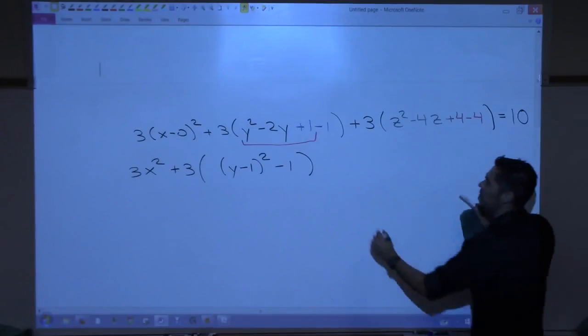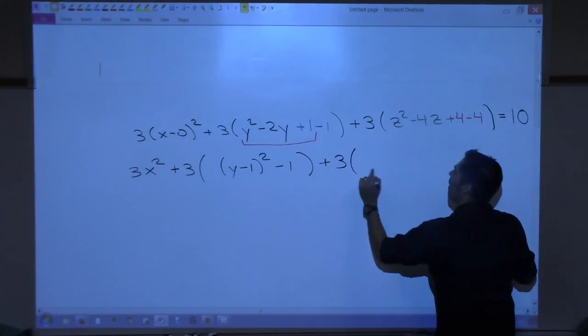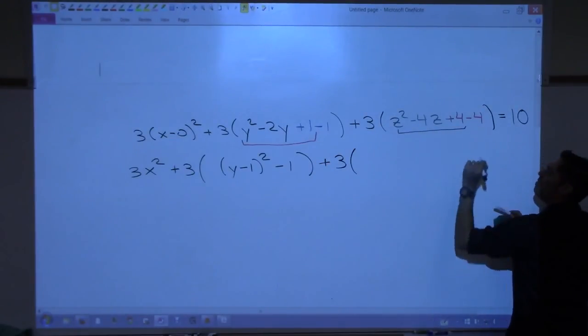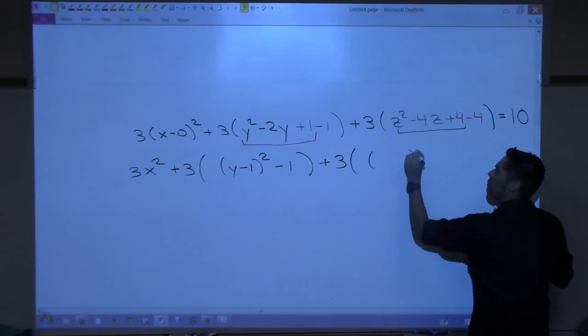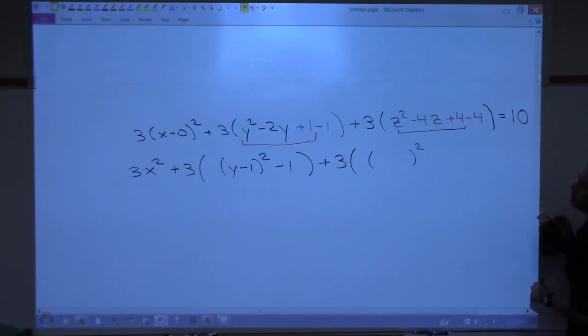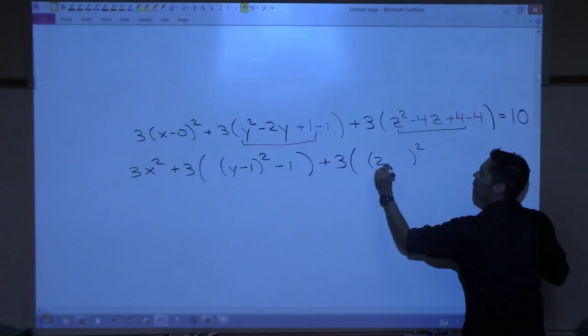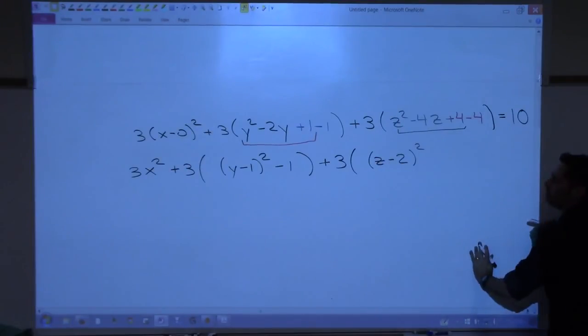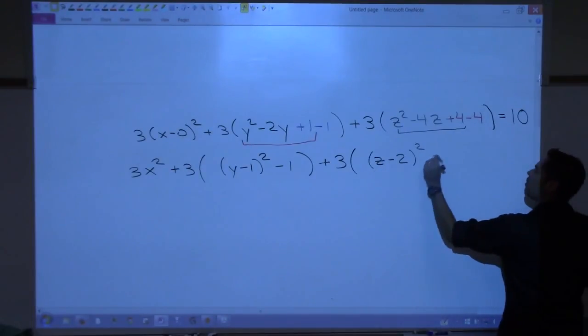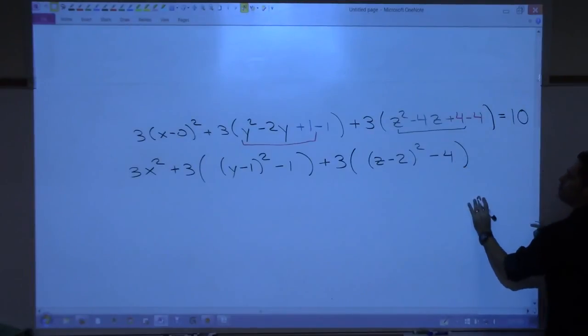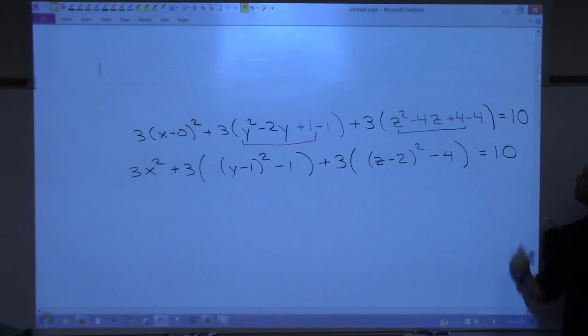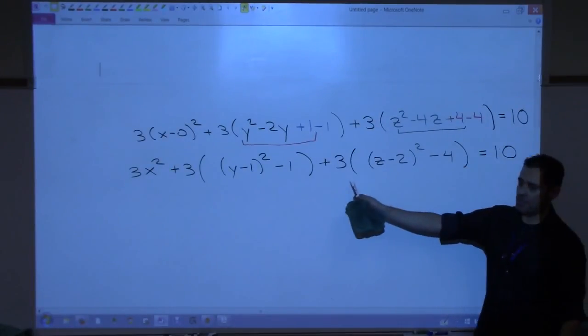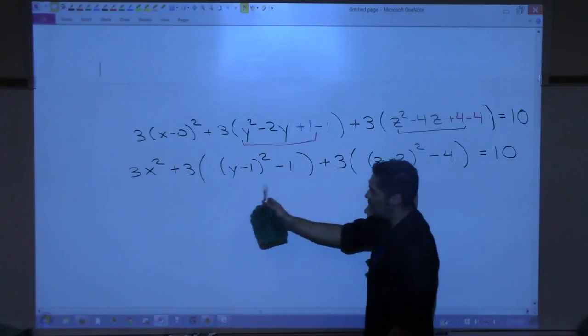And then over here, we have the same thing. These 3 will turn into what? Something squared. What is it? z minus 2. And then minus 4. Notice I have to keep my parentheses, right? Because of this 3 out here. Got to keep these parentheses.